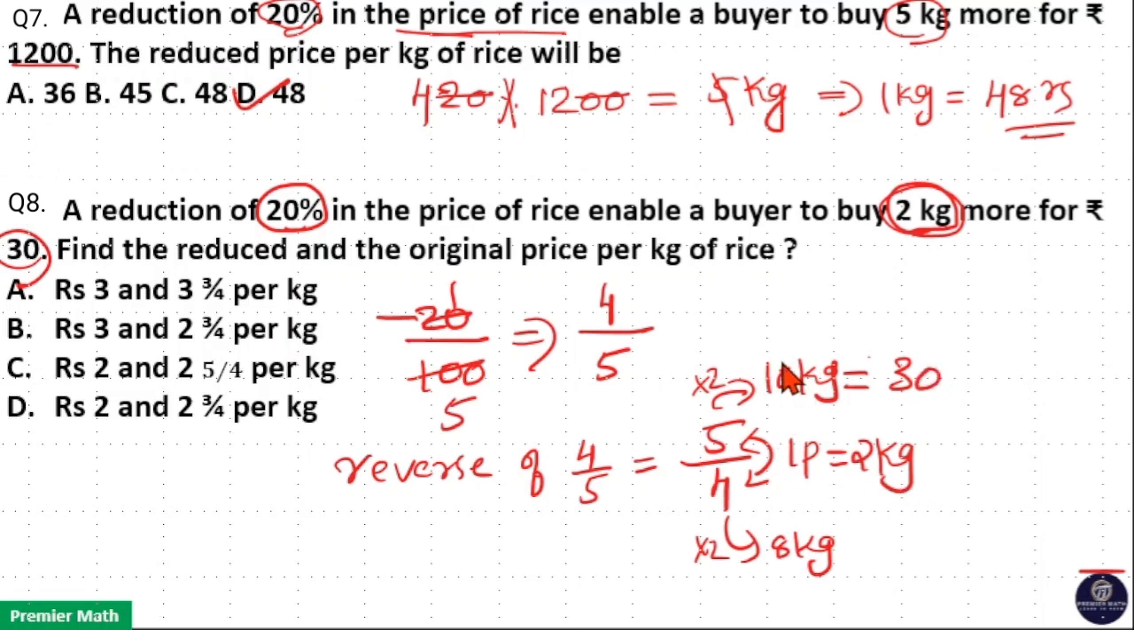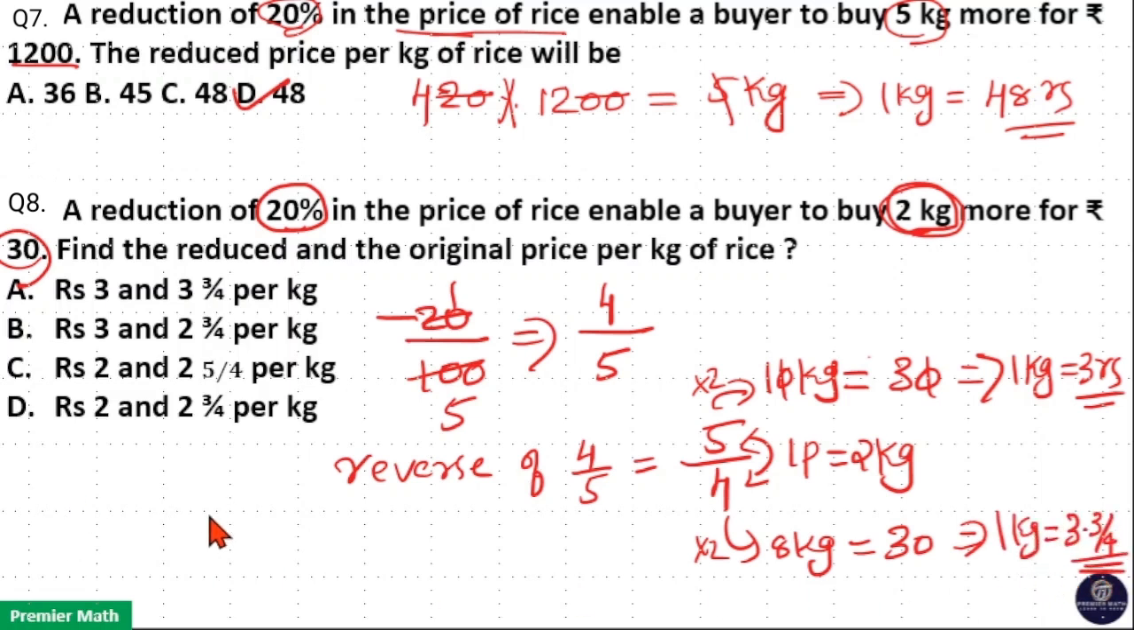Which means 1 kilogram cost 3 rupees. This is the reduced price. Now this 8 kilogram also cost 30 rupees. This was the original price. Which means 1 kilogram cost 3.3 by 4 rupees. So option A is your answer. So you can do either way.